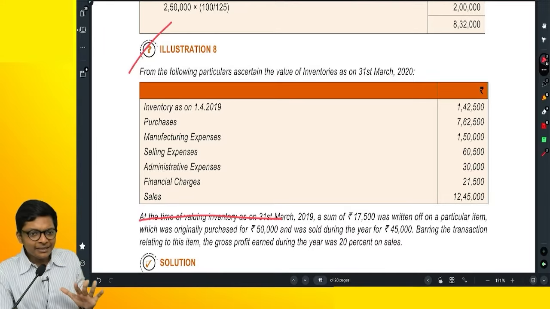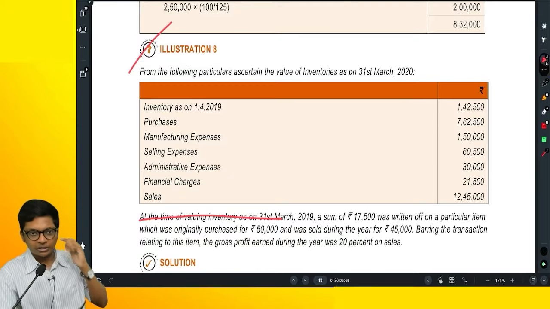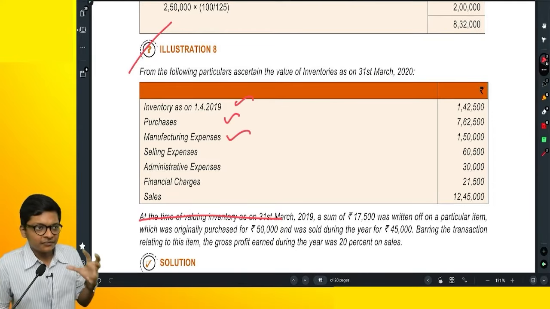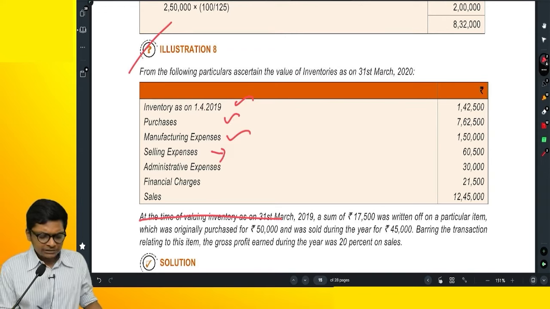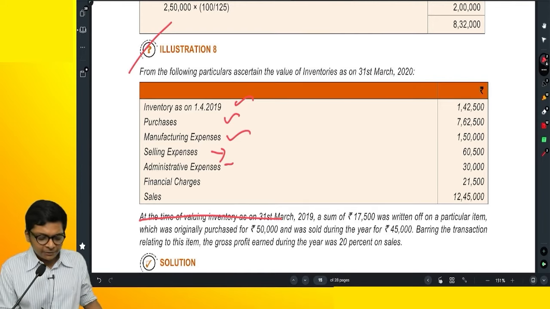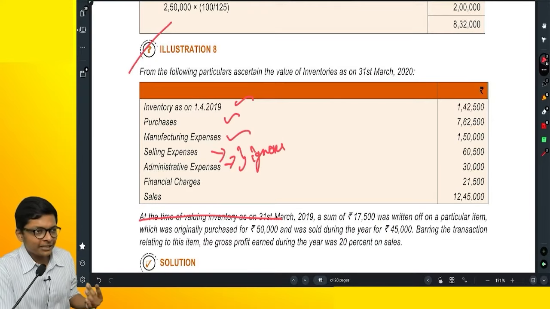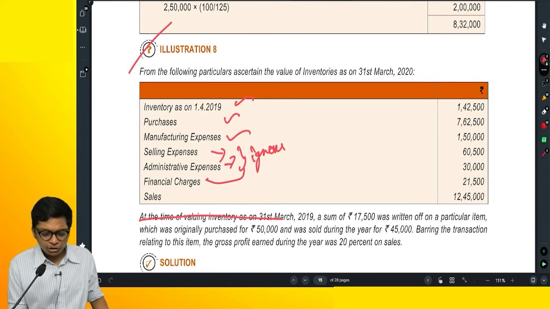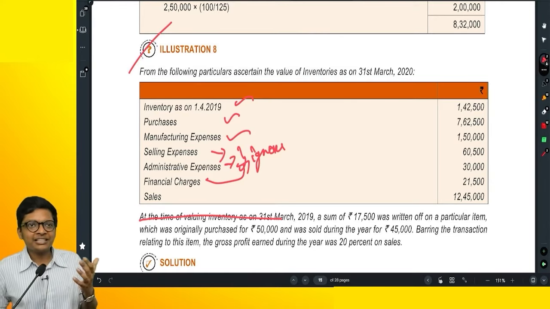See, this is similar to the previous 2 sums. He gave details of opening stock, purchase and manufacturing expense, which I will consider as part of my cost of goods sold. Selling expense also is there, ignore it. Admin expense also I will ignore, because we decided this selling and admin expense we will not include for the purpose of cost of goods sold. Finance charge also ignore. Finance charge is interest.